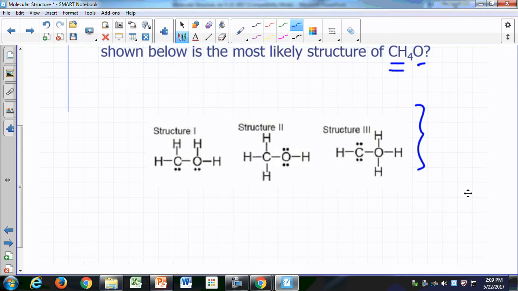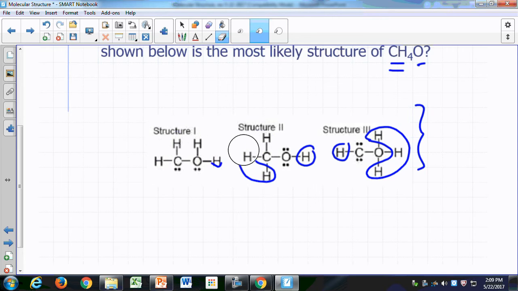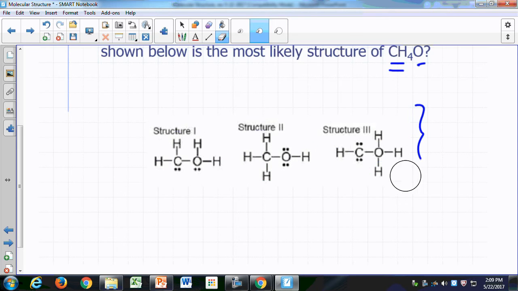Note that this carbon has two hydrogens and this oxygen has two hydrogens attached to it. Whereas over here, the carbon has three hydrogens and the oxygen has one. Whereas here, your oxygen has the three hydrogens and the carbon has one. So if all of these existed, they would all be isomeric structures. Okay? But in fact, only one of these three structures exists in nature.